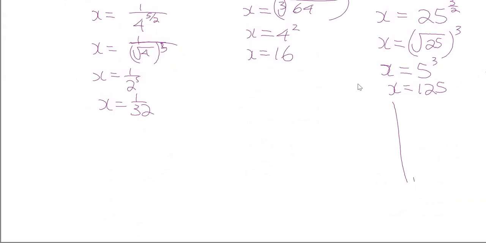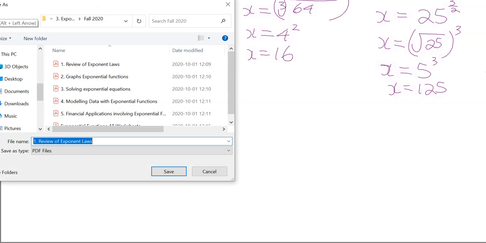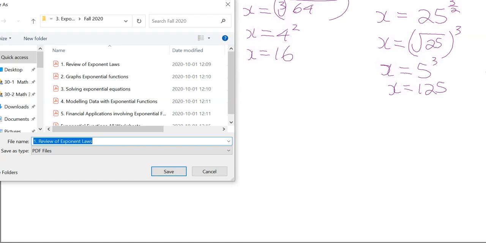That's it. Wait, one more we should be looking at. So what I'm going to do, I'm going to save this. So review exponent laws. Well, you know what? We're almost at the end.